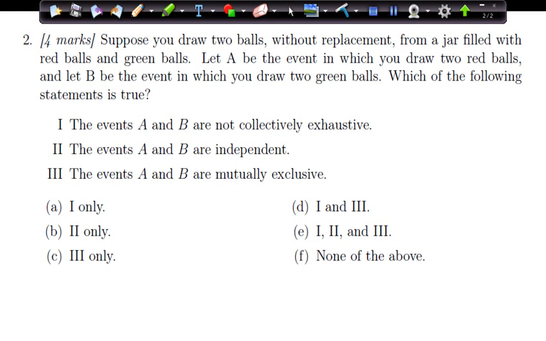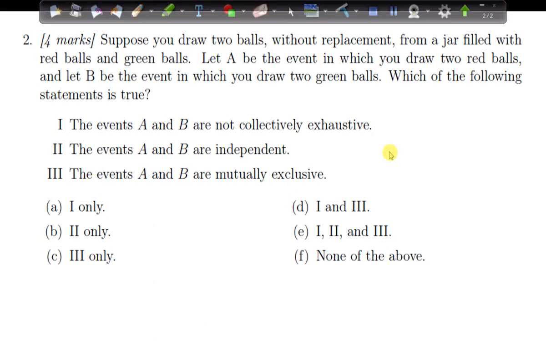Now, let me move on to question 2. The purpose of question 2 is to test whether you understand the concept of collectively exhaustive, independent, and mutually exclusive. Let me recap on those concepts first before we start on the question.